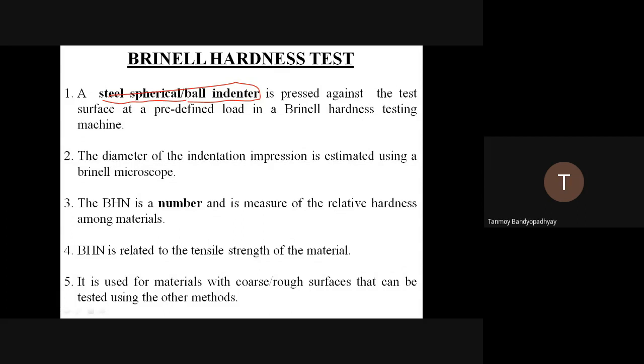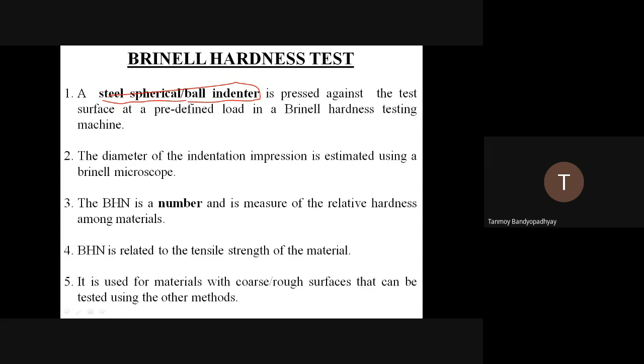Just keep it in mind that whenever you are doing a Brinell hardness test, you are measuring the impression diameter, and whenever you are doing a Rockwell hardness test, we are measuring the impression depth, not the diameter. In Brinell we measure the diameter of the impression, and in Rockwell we measure the depth of impression. As I told you, the indenter in a Brinell hardness test is a very small size, say 1 millimeter, so that impression is very small to be measured. For that we have to use a Brinell microscope.